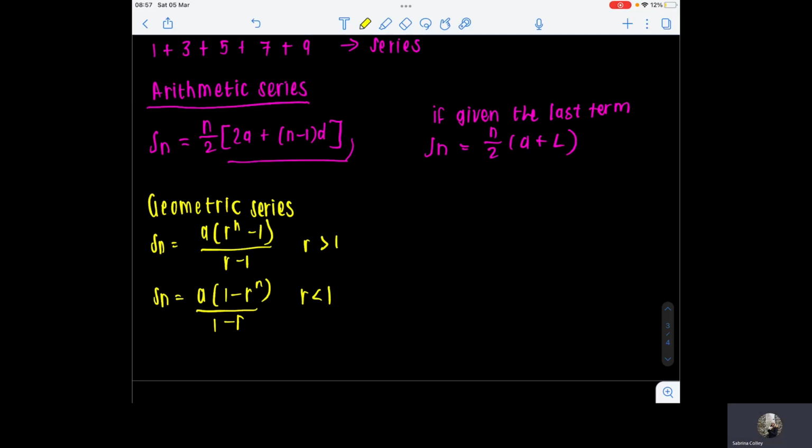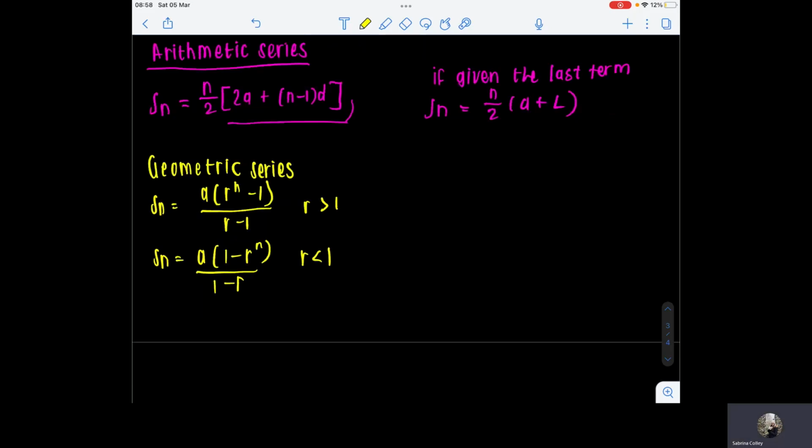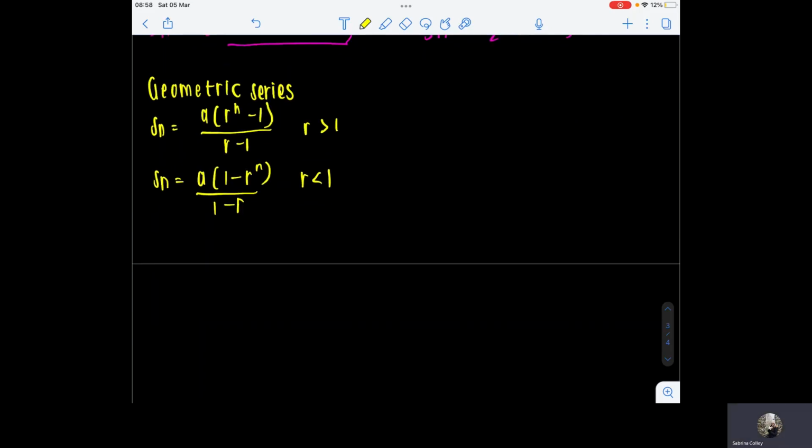Okay, and then just a quick thing with geometric series. We speak about divergent and convergent geometric series. A divergent geometric series is when, if you add the terms, it goes up until a really high number, or a really low number, but there's no end to it.